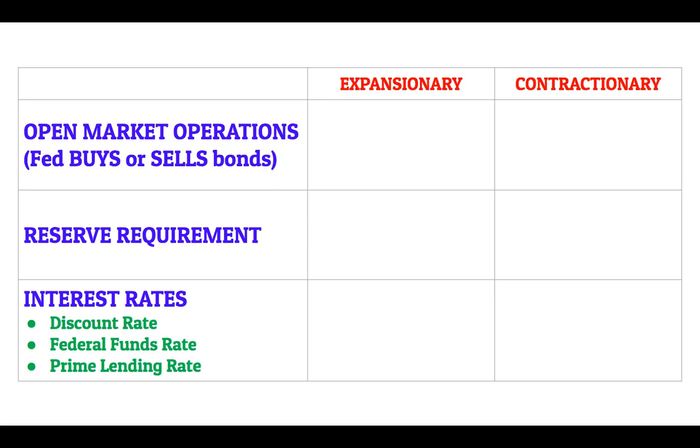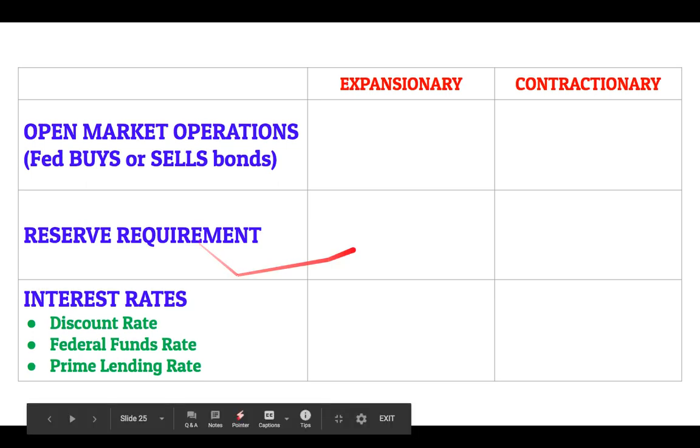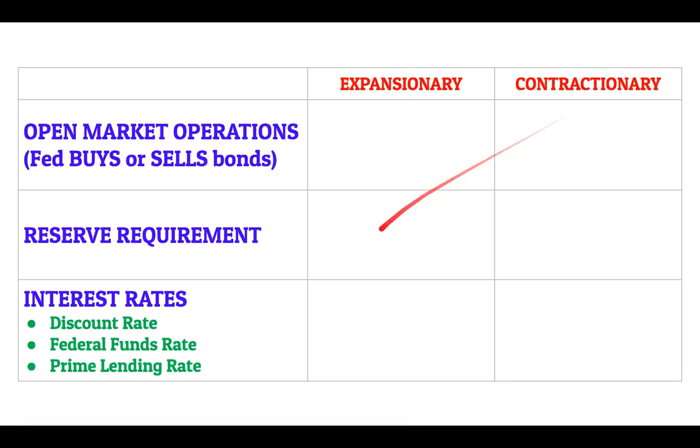Okay, so hopefully you paused and you drew this graphic organizer. How we generally talk about these three tools of monetary policy is in the context of what are we doing with them to expand the economy, with expansionary policy here, and then what are we doing to contract the economy?